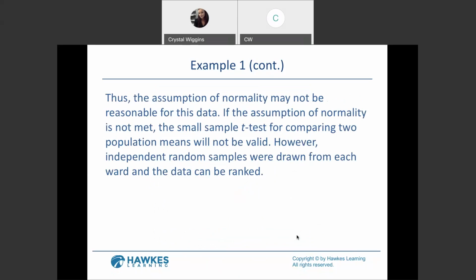Thus, the assumption of normality may not be reasonable for this data. If the assumption of normality is not met, the small sample t-test for comparing two populations would not be valid. However, independent random samples were drawn from each, and the data can be ranked, which makes it still valid for non-parametric application.